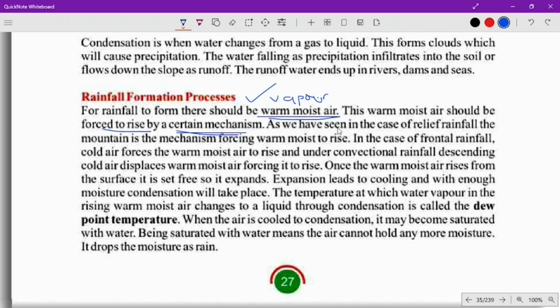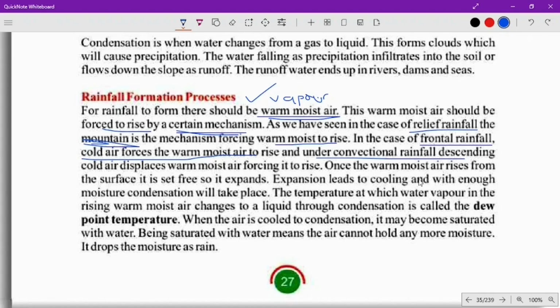As we have seen in the case of relief rainfall, the mountain is the mechanism forcing the warm, moist air to rise. Yes, so we need things like a mountain or a hill that can force the air to rise. In the case of frontal rainfall, the cold air forces the warm, moist air to rise, and under convectional rainfall, the descending cold air displaces the warm, moist air, forcing it to rise.